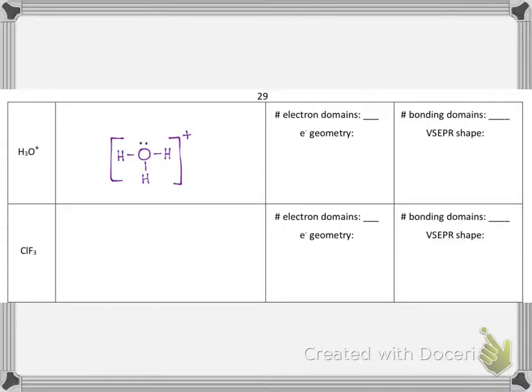So here's hydronium. Remember, the positive charge meant that oxygen, the central atom, lost an electron, giving it one more single electron free to bond with another hydrogen.